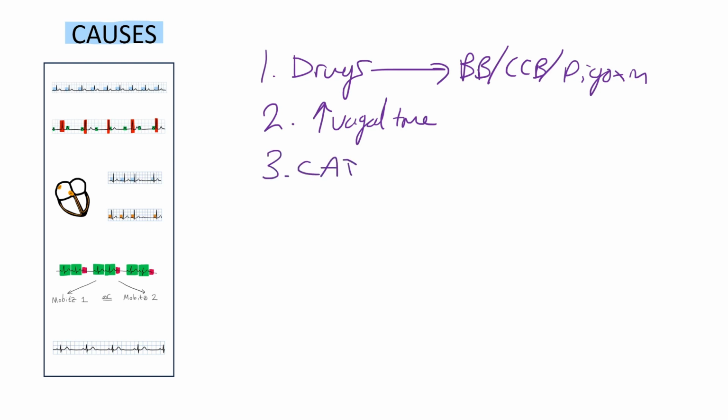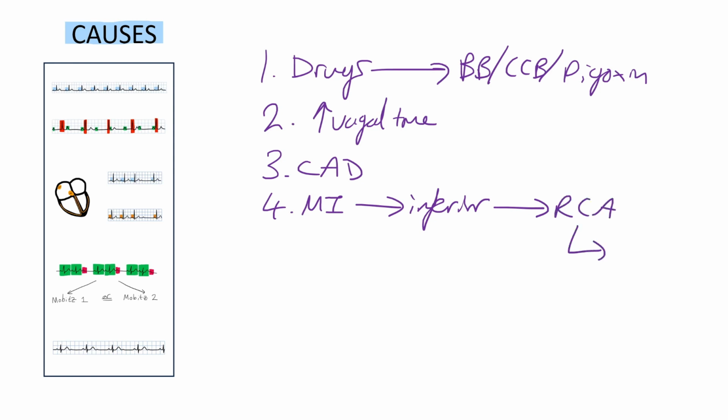3, we have coronary artery disease, and on a similar note, 4 is MI, particularly an inferior MI. That's because with an inferior MI, the right coronary artery is affected, and this supplies the AV node, leading to dysfunction. 5th is idiopathic fibrosis.